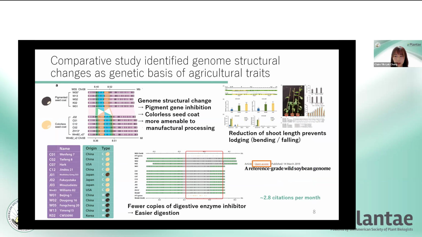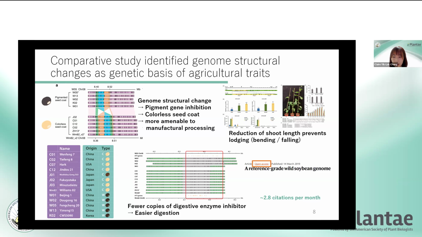By comparing wild and cultivated soybean samples from diverse geographical origins, we found a genomic inversion in chromosome 8 that brings the parent gene close to the inhibition element, which turns off the coloring in most cultivated soybeans. That's why we have white but not dark tofu. We found the cultivated soybeans are selected for having fewer copies of a digestive enzyme inhibitor for better nutrition values.